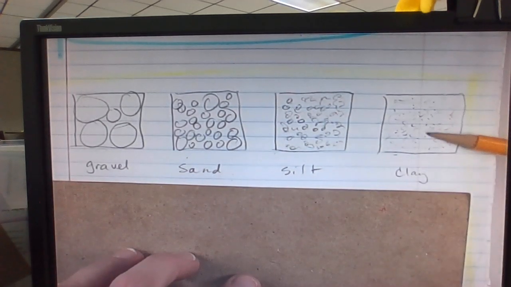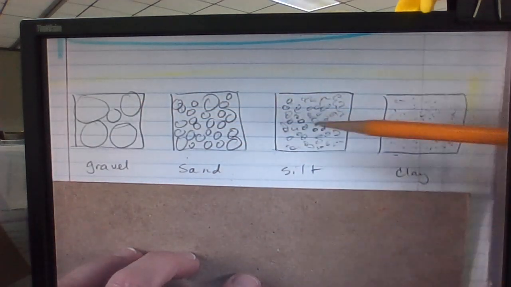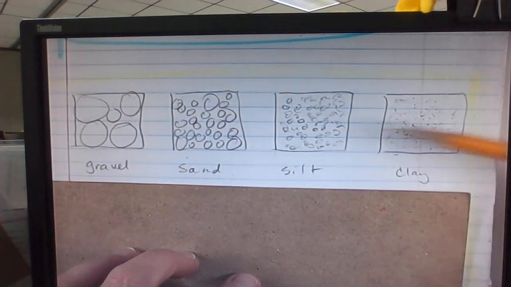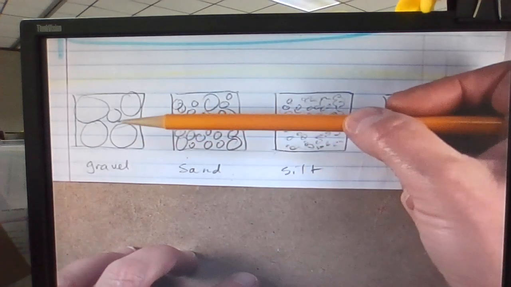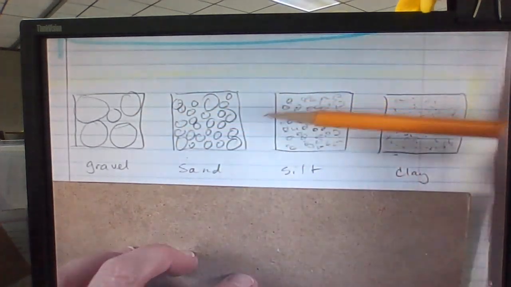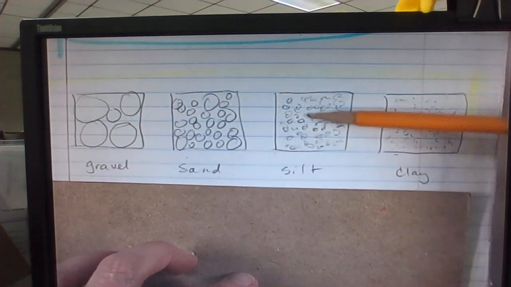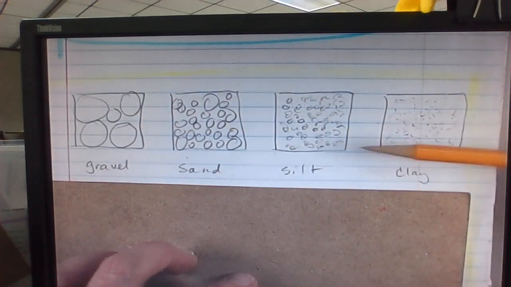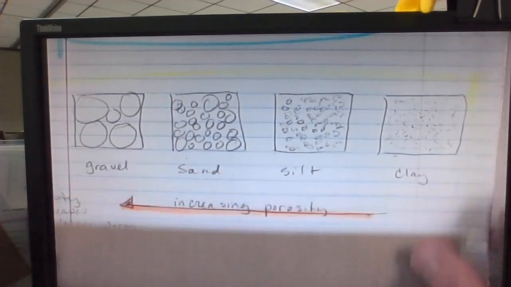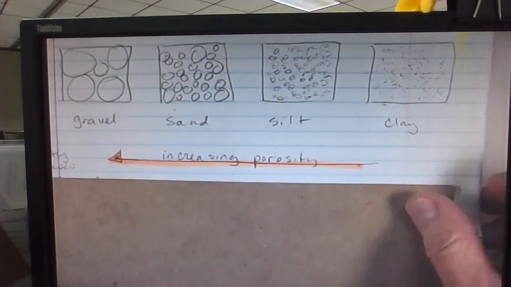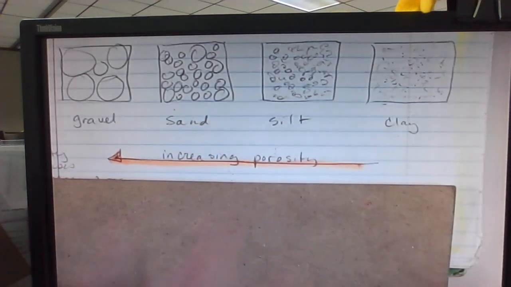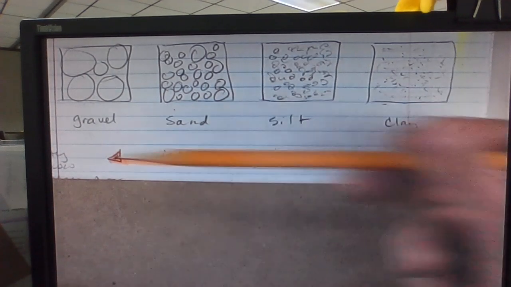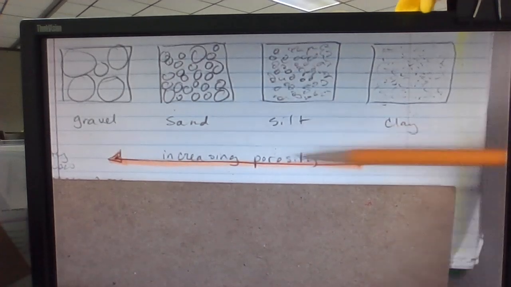So as we go from right to left, the size of the inorganic material increases, and we can see that the space between them also increases. Got lots of space in between these. I've got some space in between these guys. It doesn't look like there's any space in between these because they're small and they're laying on top of each other. So as we go from right to left, we have increasing porosity. And I highlighted that arrow the same color as I highlighted the vocab term porosity. So as we're moving from right to left across these soil samples, it's showing increasing porosity.